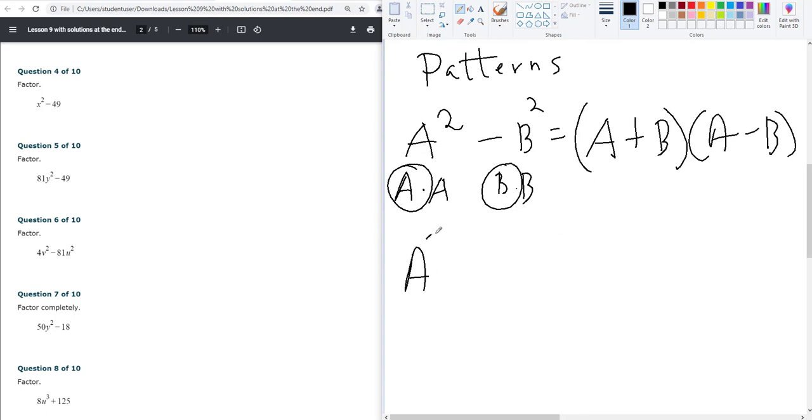There's a squared plus b squared, which is actually prime. So that's a good one. That's easy if you recognize the pattern. Now, of course, GCF has to come out first before you do anything else.